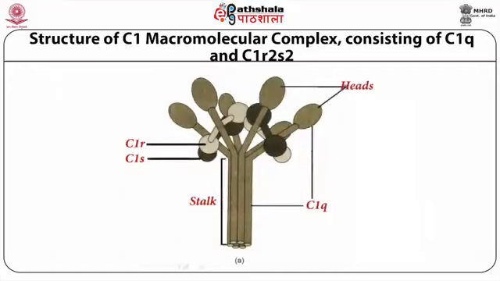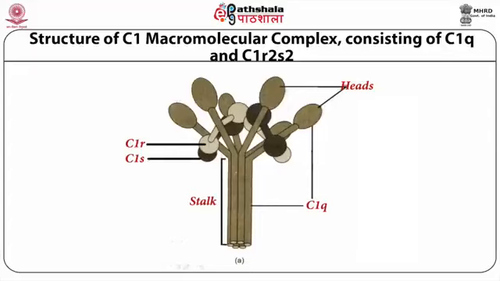One of the important intermediates of the classical pathway is a macromolecular complex. These 5 components in this complex, C1Q, 2 molecules of C1R and 2 molecules of C1S, are bound to each other non-covalently. This non-covalent association is stabilized by calcium ion.